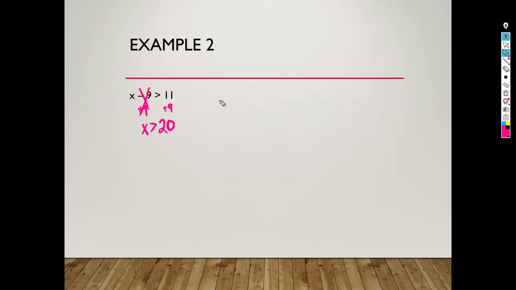If we put in, let's just say we put in 21 because that's greater than 20. 21 minus 9 is more than 11. 12 is more than 11. That's true. So we know we have a right answer for that problem.